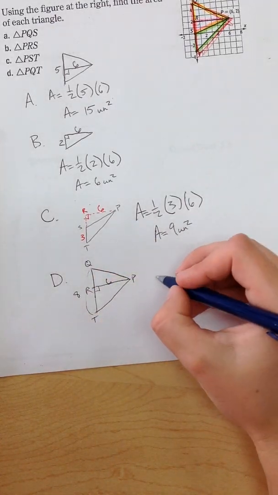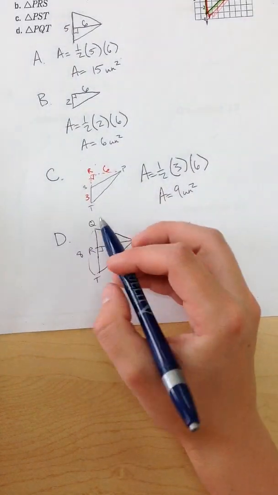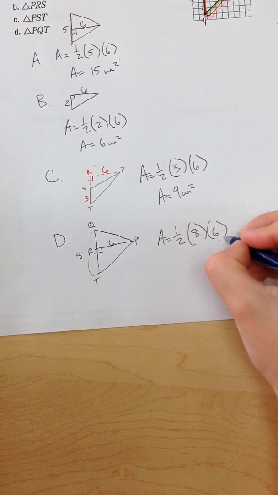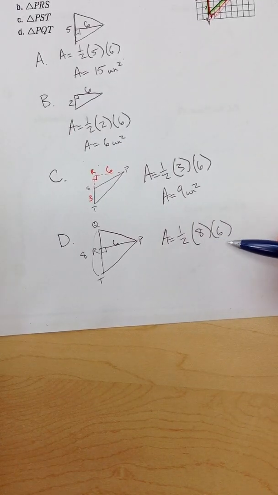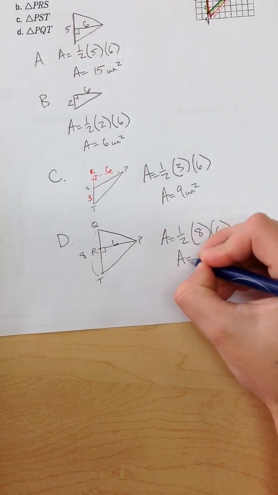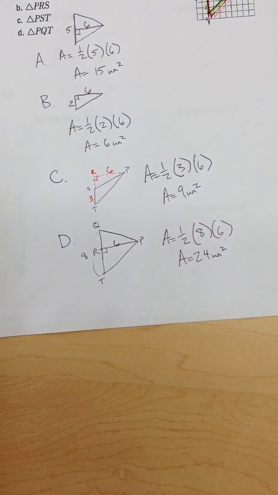So then to find our area, we would do 1/2 of our base, which from Q to T is 8, times our height, which would be 6 again. So 8 times 6 would be 48, times 1/2 would be 24. So our area there would be 24 units squared, or square units.